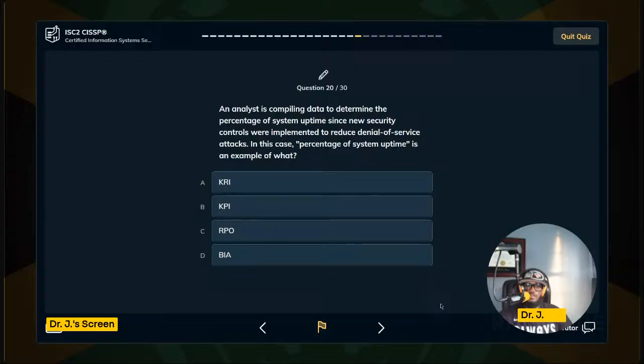Yeah, it should be RPO, recovery point objective. Because RPO deals with data, RTO deals with time. So the analyst is compiling data to determine the percentage of system uptime since new security controls were implemented to reduce denial of service attacks.